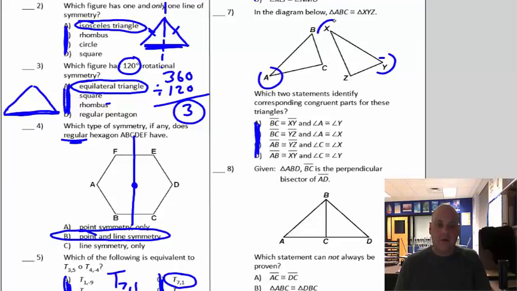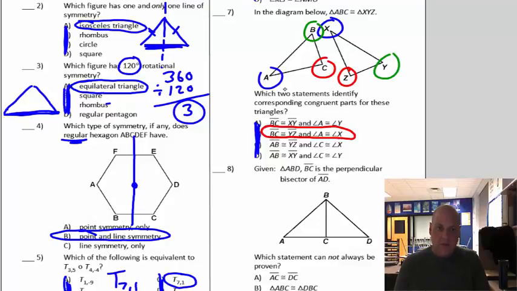Okay, so X would correspond, let's do a different color. Y would correspond to B, and Z would correspond to C. So the correct answer is going to be BC is congruent to YZ, and angle A is congruent to angle X. All right, we already know angle A and X, they're both blue. It's just a rotation, X and A correspond.